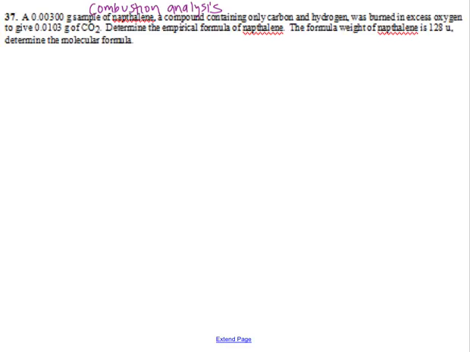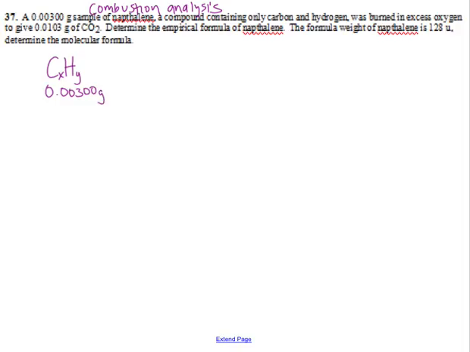So here this says we have a 0.003 gram sample of naphthalene, a compound containing only carbon and hydrogen. So we don't know the formula, and our job is to find the empirical and then the molecular formula of this thing. Only thing we know about this is we have 0.00300 grams of it, okay?